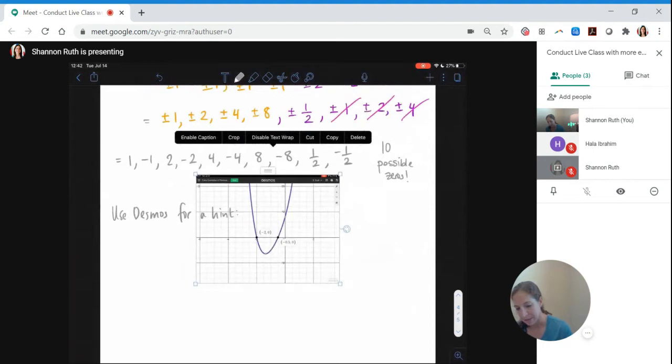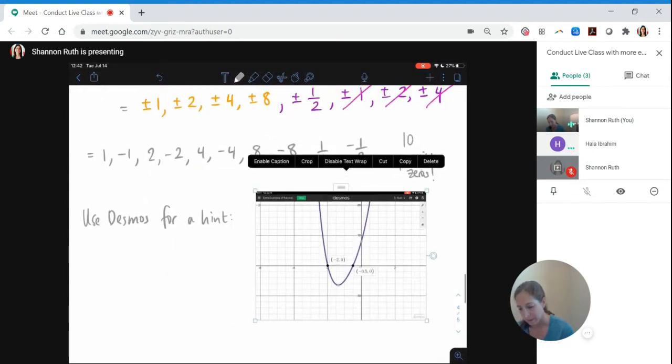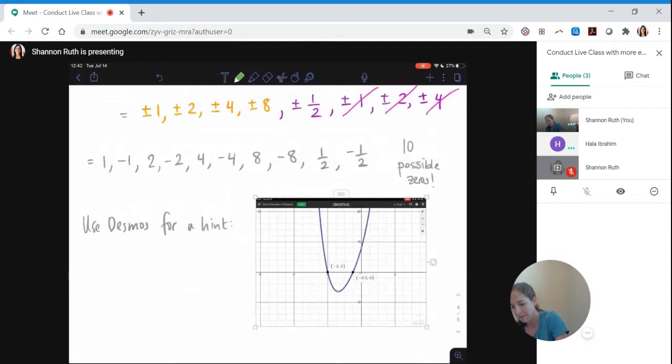The work that we just did in Desmos. And what Desmos gave us the hint for is it says if you synthetically divide by -2, you'll get a 0. And if you synthetically divide by -1/2, you'll get a 0. So we're still going to show our work and prove that, but Desmos is giving us a good choice so that we don't have to walk through those 10 possible zeros, right?